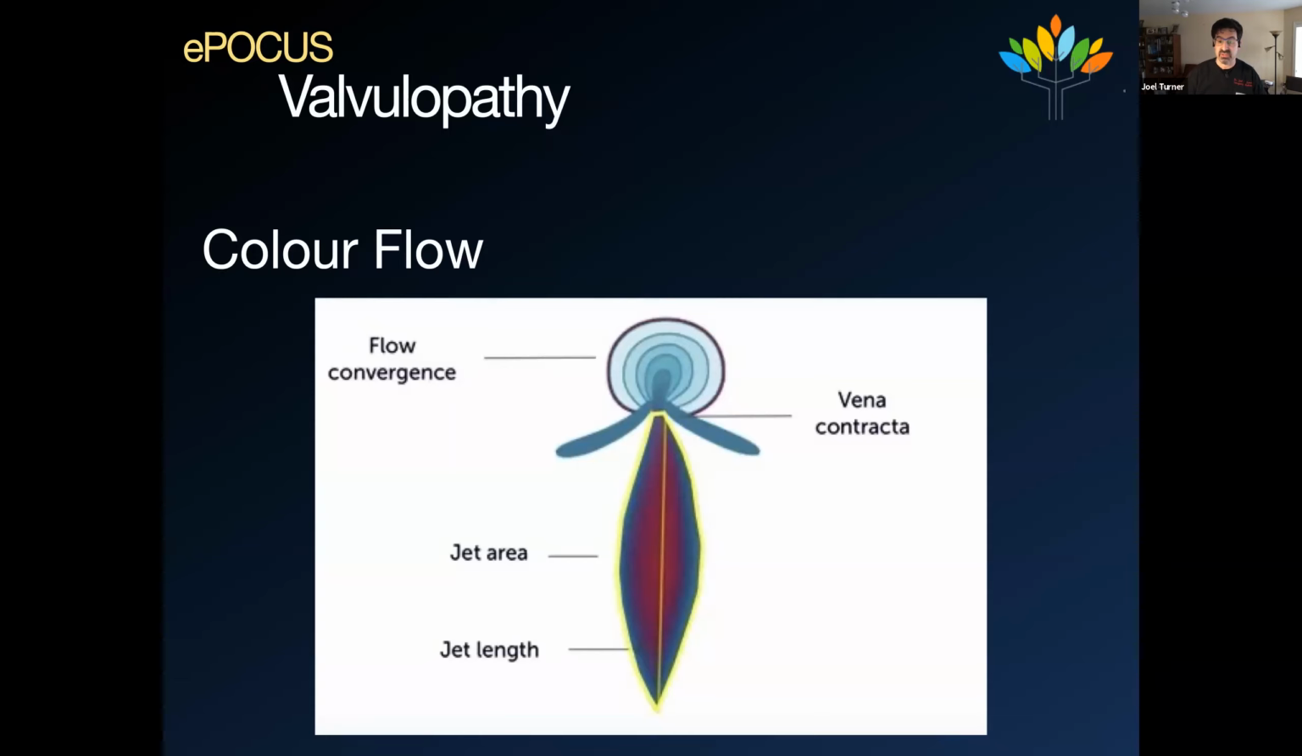The next area is the vena contracta, and that's the area of the most rapid velocity of blood, the blood that's coming through the mitral valve or through any valve, going backwards into the chamber. Again, very, very challenging to measure. So again, I wouldn't use that. But what I would use is the actual jet, and that is what we'll be focusing on during this talk.